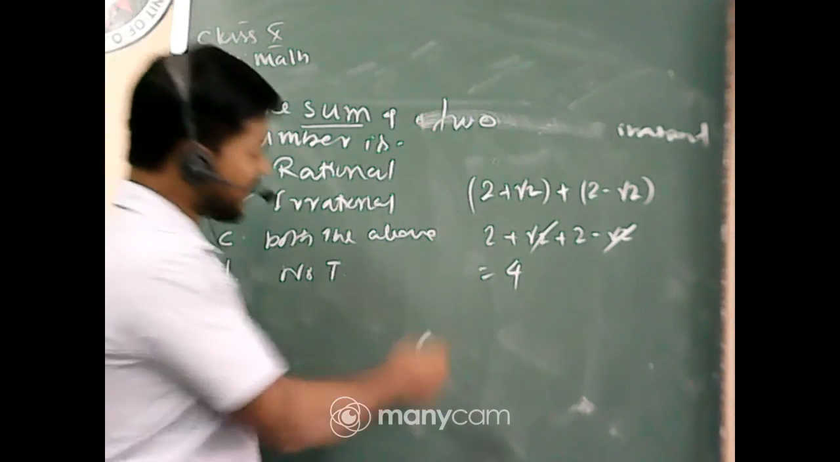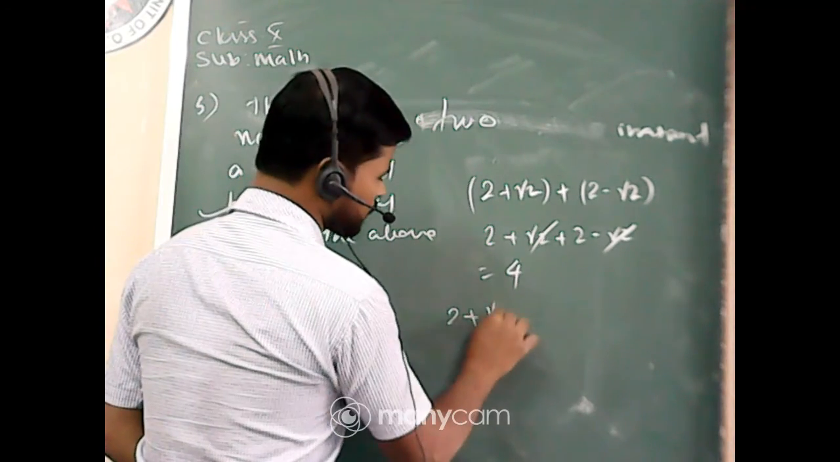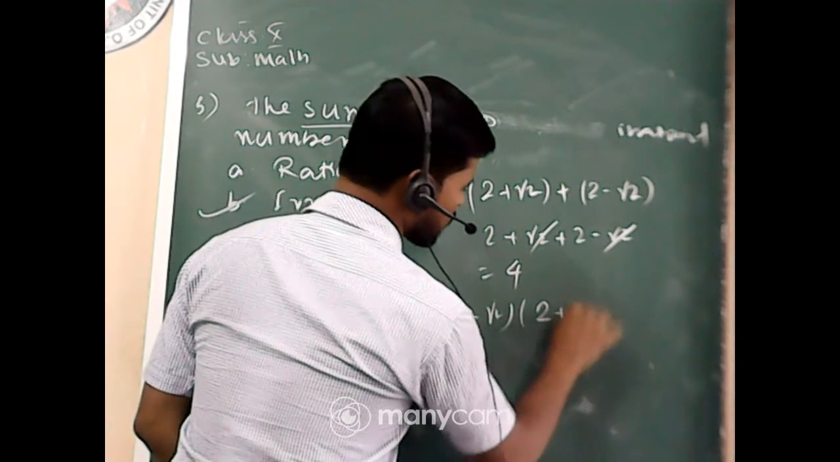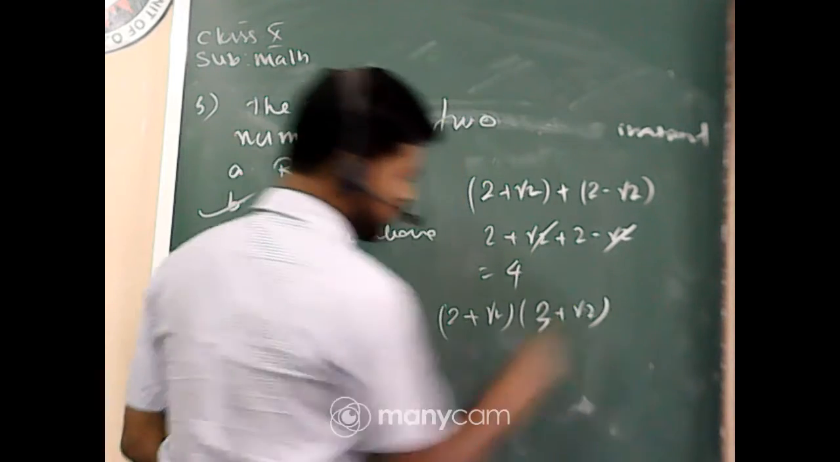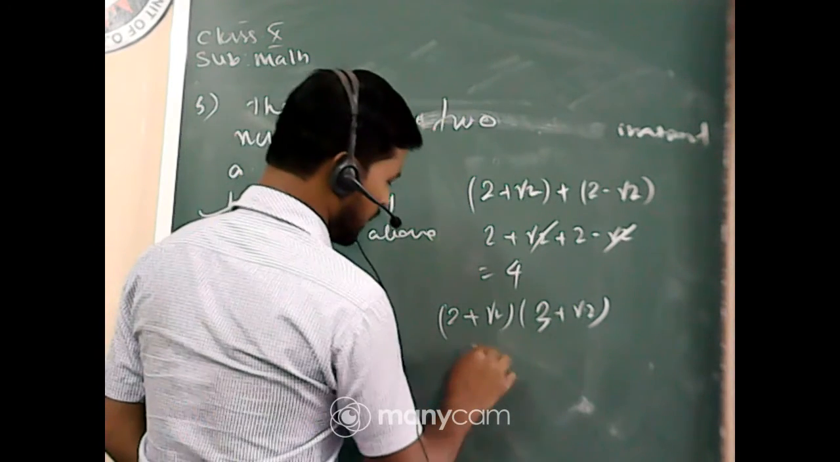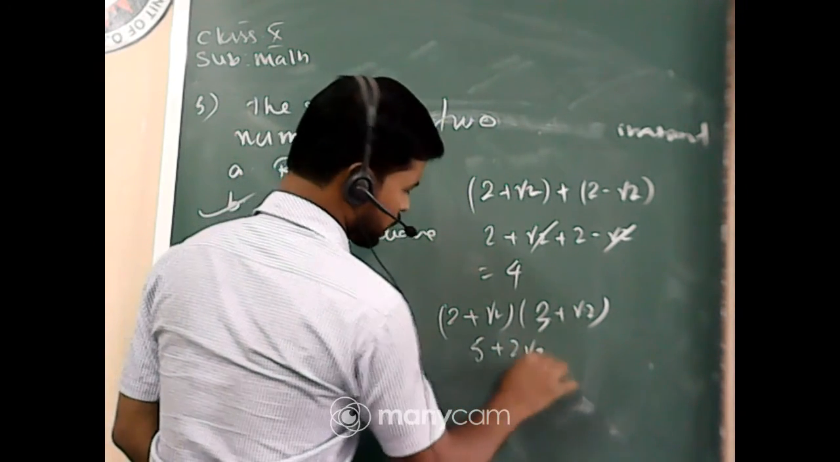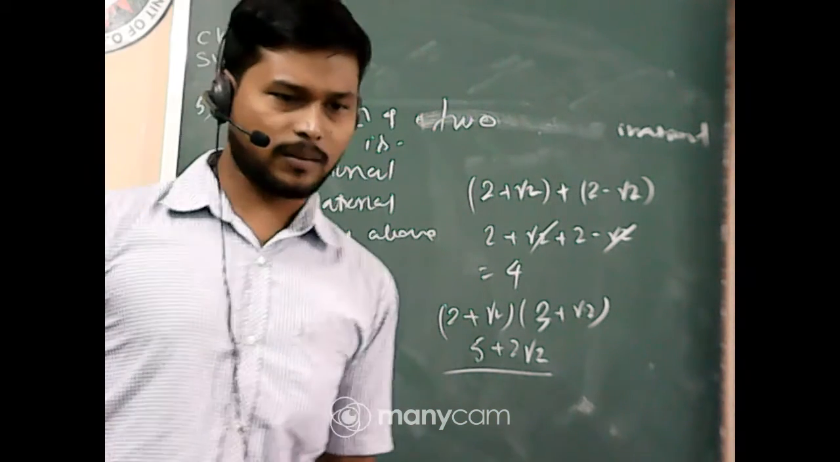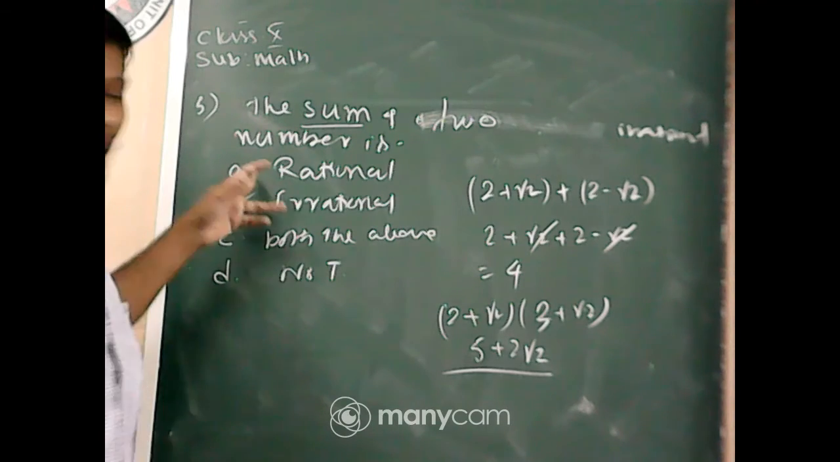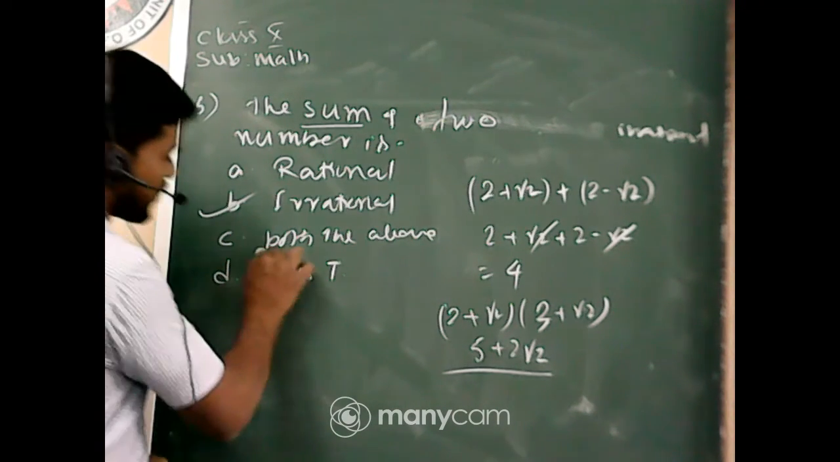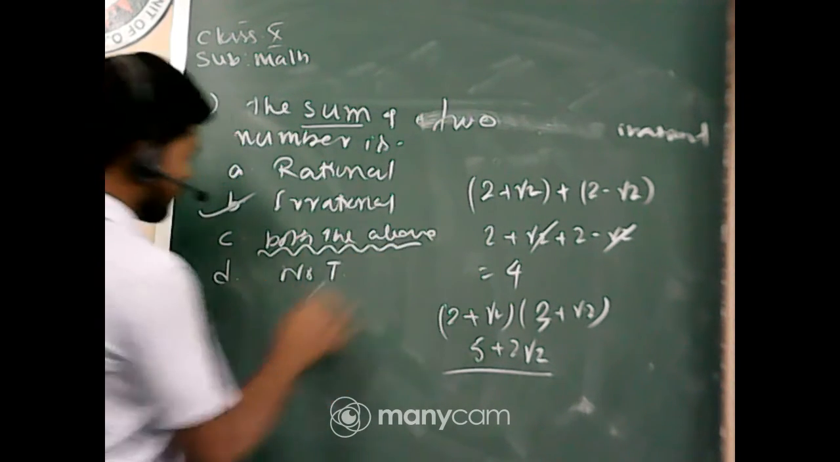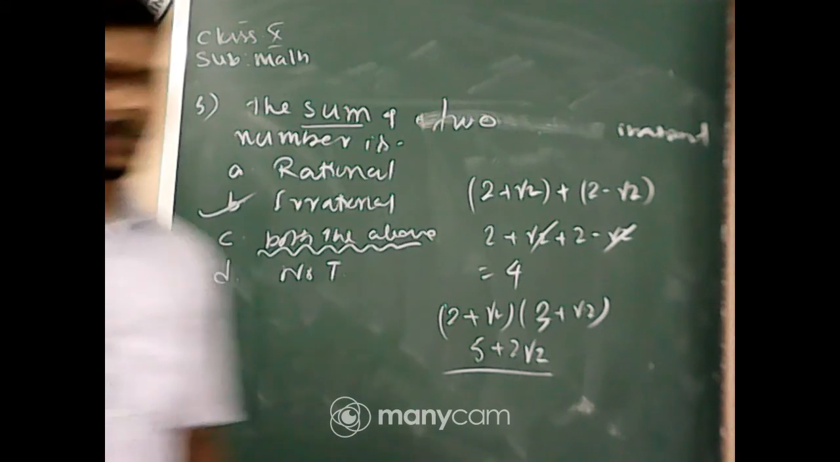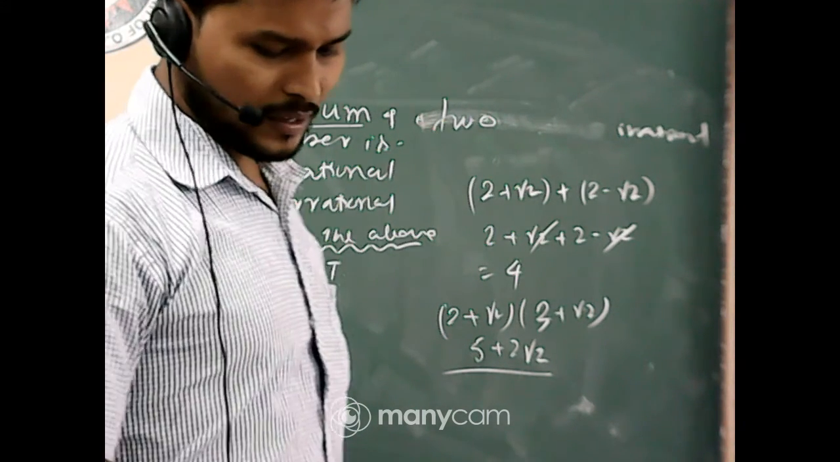And if I take another example, suppose 2 plus root 2 and 2 plus root 3 plus root 2, then it will be 5 plus 2 root 2, which is an irrational number. So the sum of two irrational numbers may be a rational number or may be an irrational number. So here the correct option will be C, both the above, maybe rational or maybe irrational number.